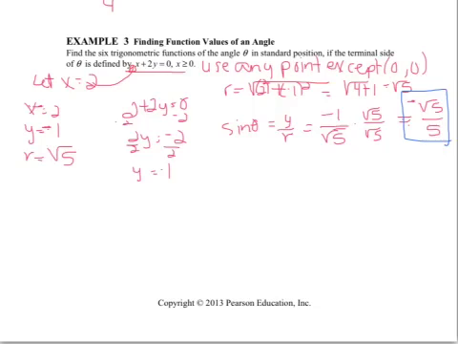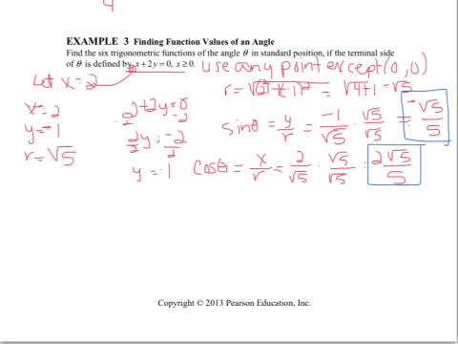And then let's do cosine. Cosine of theta equals x over r. So we know our x value is 2, and our r value, again, is the square root of 5. Again, we need to rationalize the denominator. So I'm going to multiply by the square root of 5 over the square root of 5, which gives me 2 square root of 5 over 5 as our answer. So cosine of theta equals 2 square root of 5 over 5.